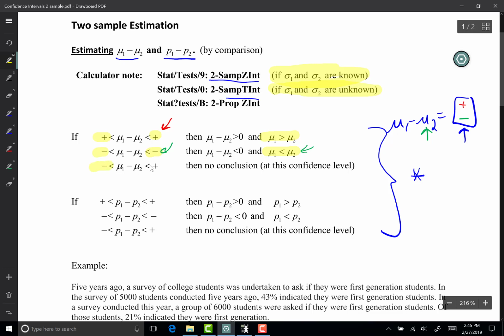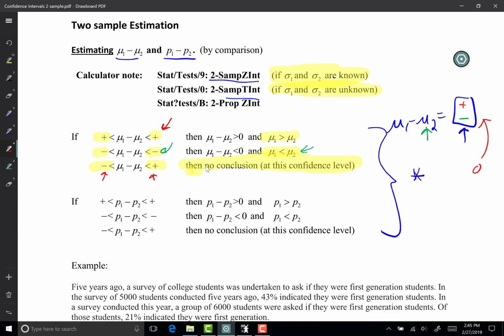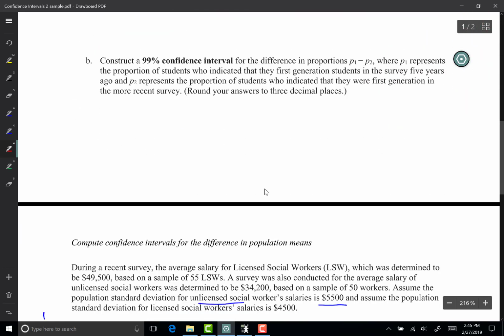If one's positive and one's negative, then basically I can't conclude at this level that either one is bigger, because if one's positive and one's negative, then this answer could be 0. Does that make sense? And the same thing is true with the proportions.